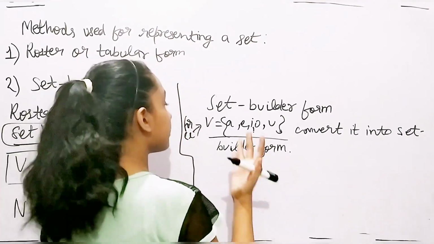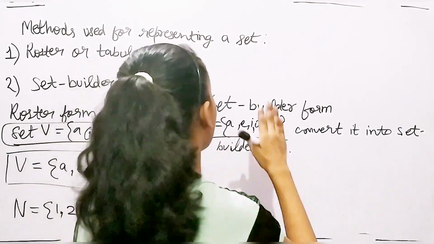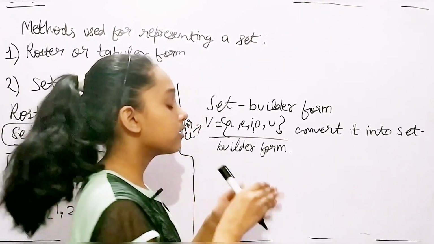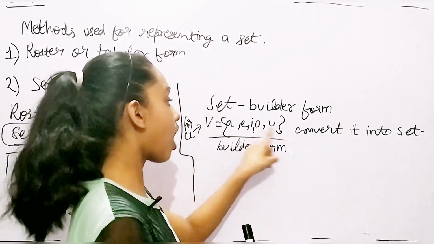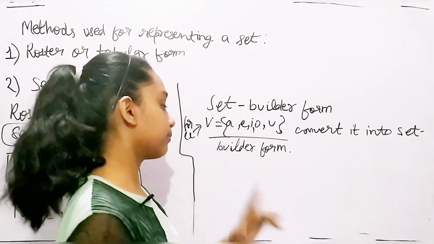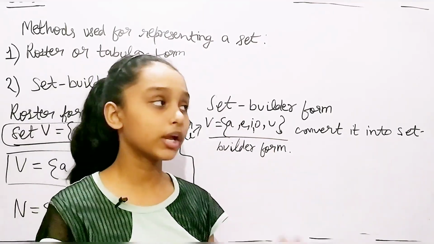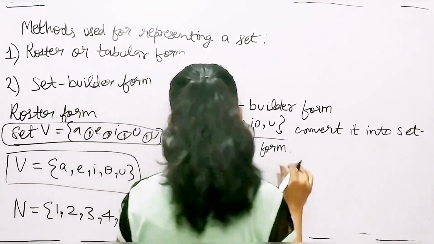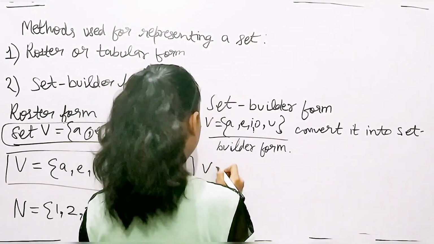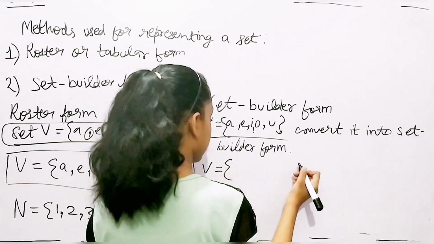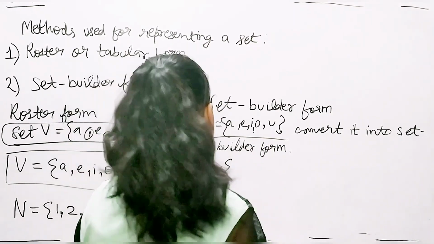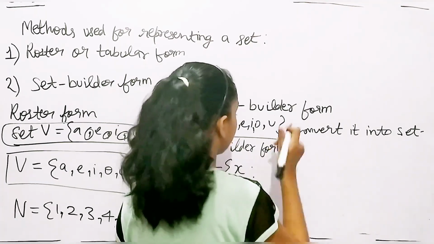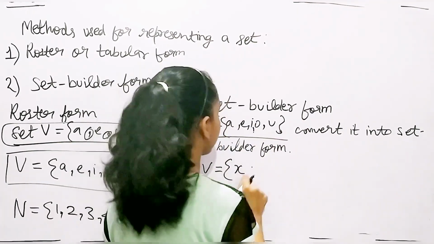So what do we say? If the elements of that set possess a common property, then we can use one symbol for all of them. Let's say we're going to use the symbol X. In set builder form, I'm going to write it in braces, and then I'm going to write the symbol X, such that, and I'll tell you how we will read it.